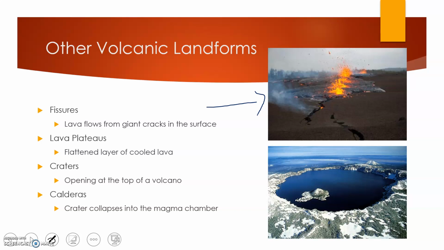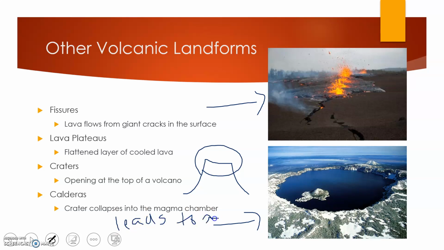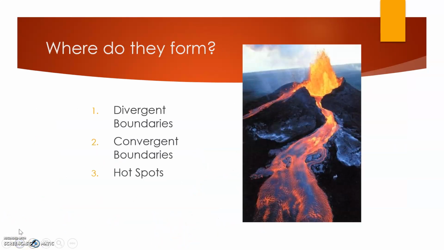A lava plateau is a flattened layer of cooled lava. A crater is the opening at the top of a volcano, so like this part right here. And then a caldera is when the crater collapses into the magma chamber, and oftentimes this leads to a lake, such as Crater Lake.